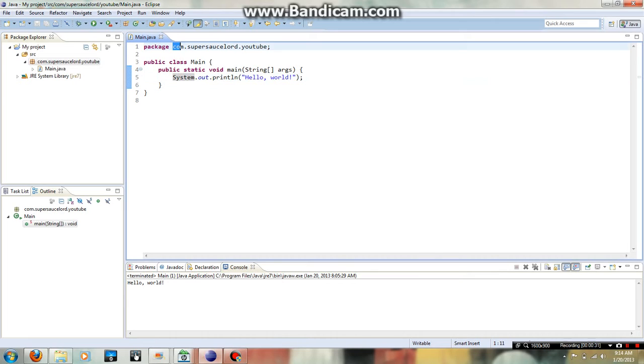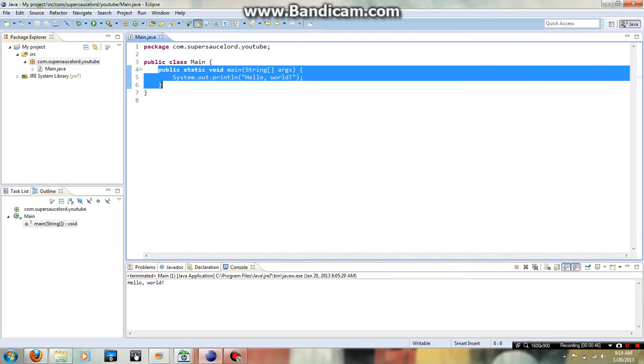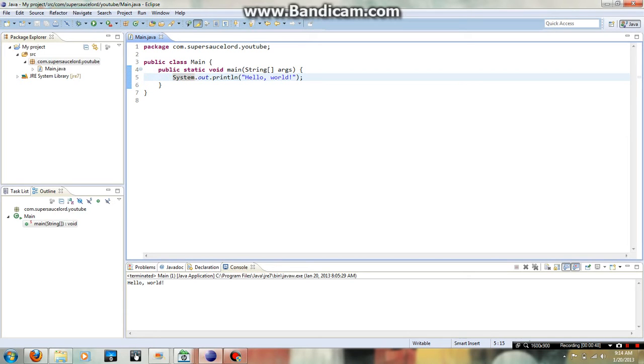with just one folder. Out is a file in that package, a class. And println is a method in that class, inside of that package.